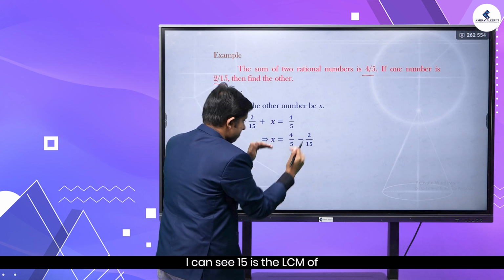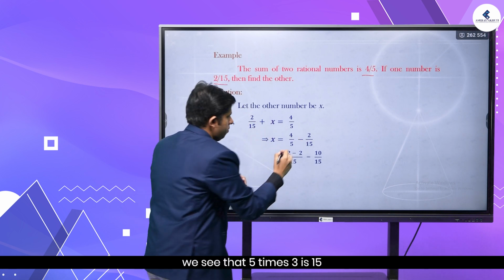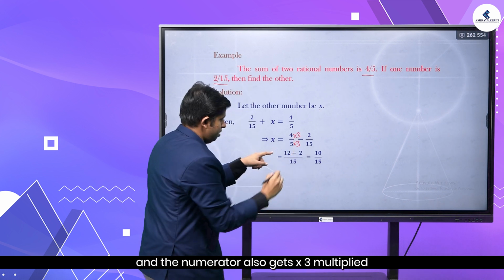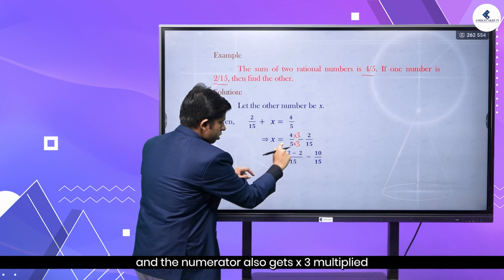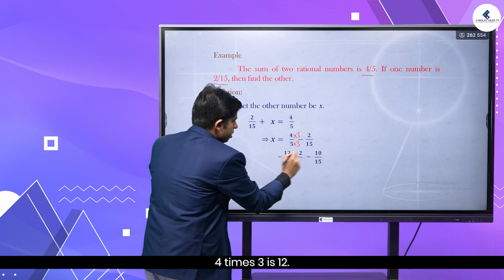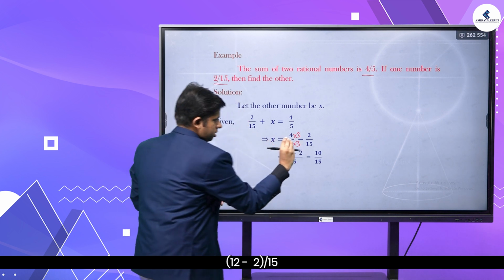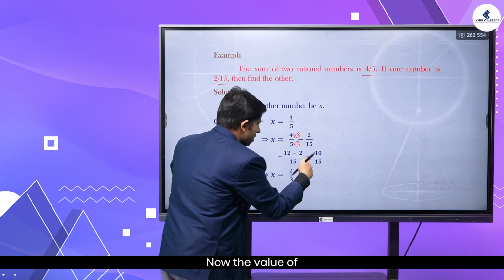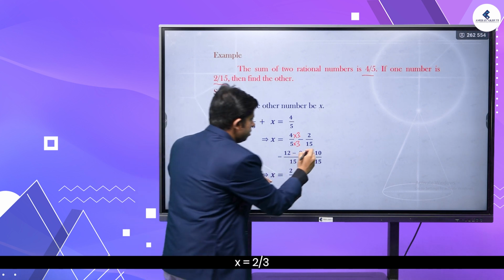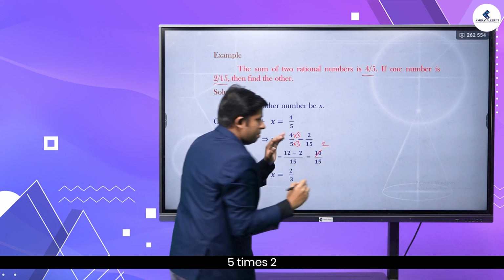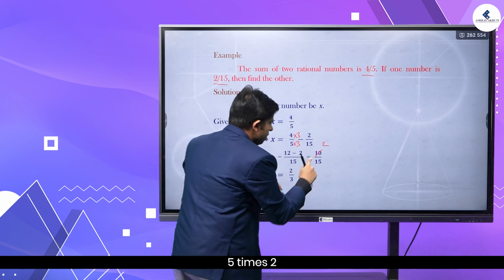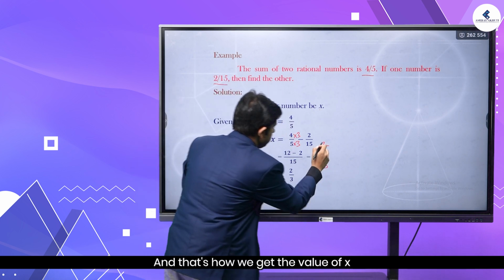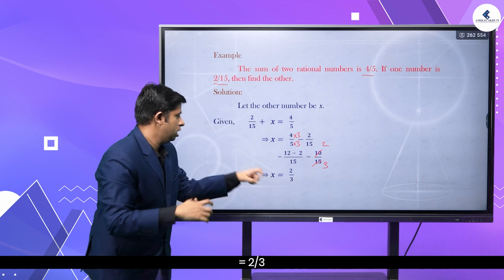4 by 5 minus 2 by 15. We can see 15 is the LCM over here. We see that 5 times 3 is 15 and the numerator also gets multiplied by 3. 4 times 3 is 12 minus 2 by 15 is equal to 10 by 15. Now the value of x is equal to 2 by 3. 5 times 2 gives us 10 and 5 times 3 gives us 15. And that's how we get the value of x is equal to 2 by 3.